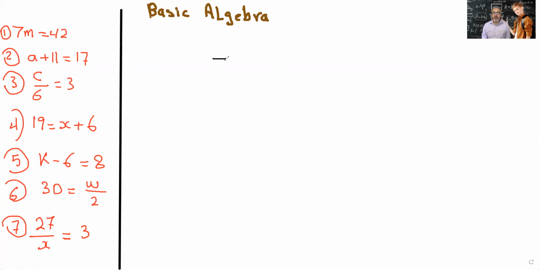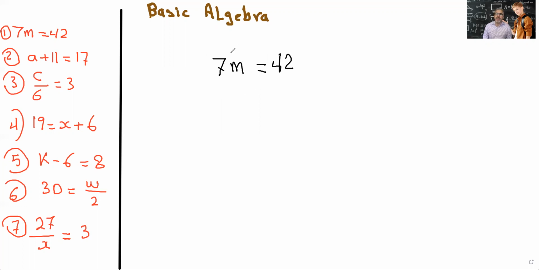So 7m equals 42. Now, what does this mean? It means 7 times something gives you 42. Of course, why do we use algebra? Because we don't want you to do it in your head. We want you to use some tools to be able to solve for this. So what this means is 7 times m equals 42.